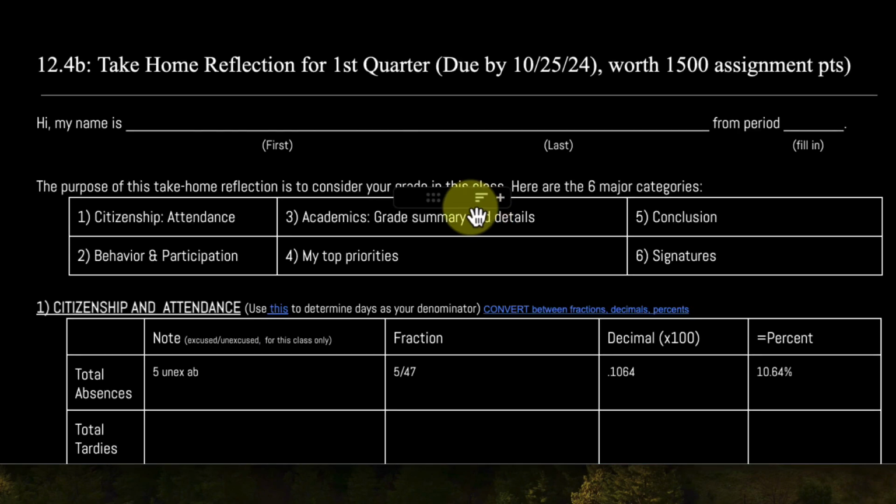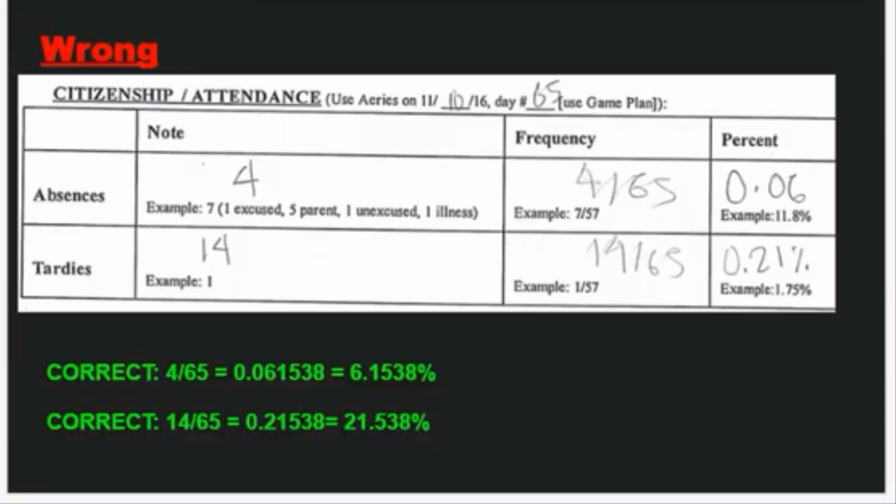Let's go ahead and look at some top mistakes from the past. It's over years, so you're going to see the fractions going to be slightly different, but I hope you get the idea. Okay, so basically what you're going to do is you're going to look on Aries, and the first part, look on the paper there. You're going to have to find your attendance. And number 1, citizenship and attendance.